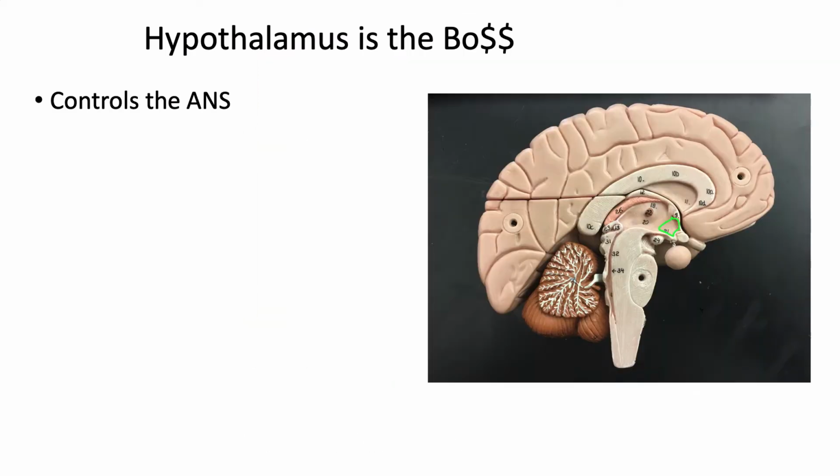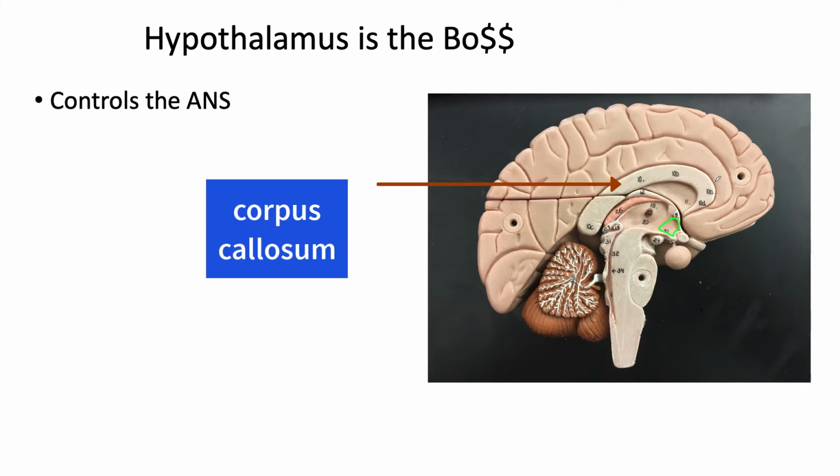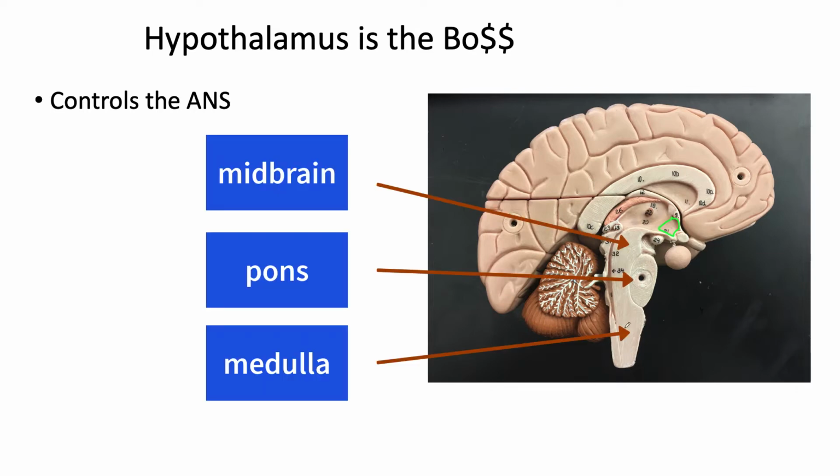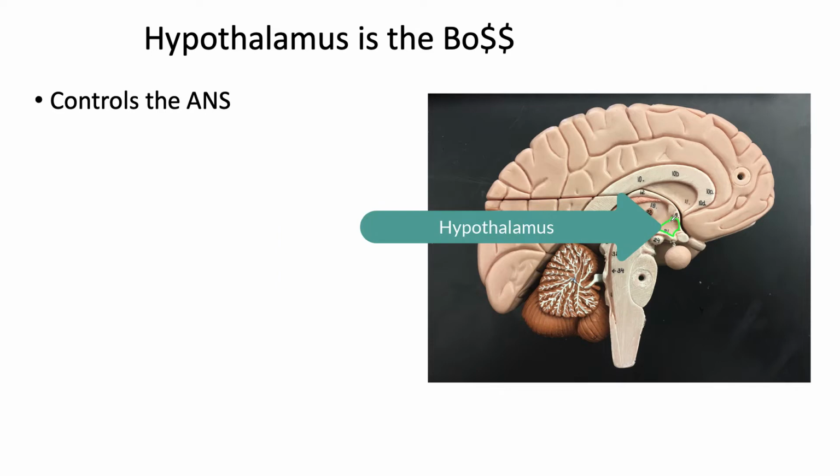What you're seeing here is a sagittal plane through one of the brain models in the lab. If you go back and remember your brain identification, you will notice that this is the little bird face, which is the diencephalon. The corpus callosum is the place where tracts cross from one side to the other in the brain. We have the midbrain, the pons, and the medulla. And this highlighted area right here is the hypothalamus, and it controls the autonomic nervous system.